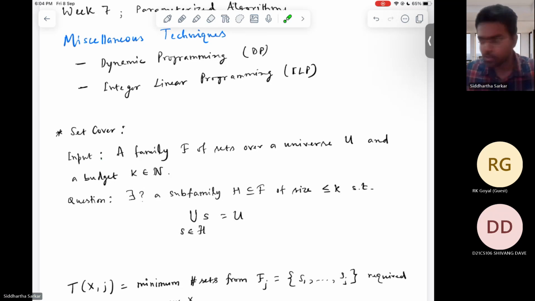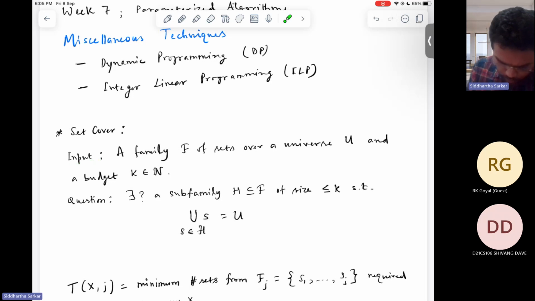There is some issue with my marker. Let me just charge it for a few seconds. See if it works now. Yeah, it's fine. Okay, again, it is not working.